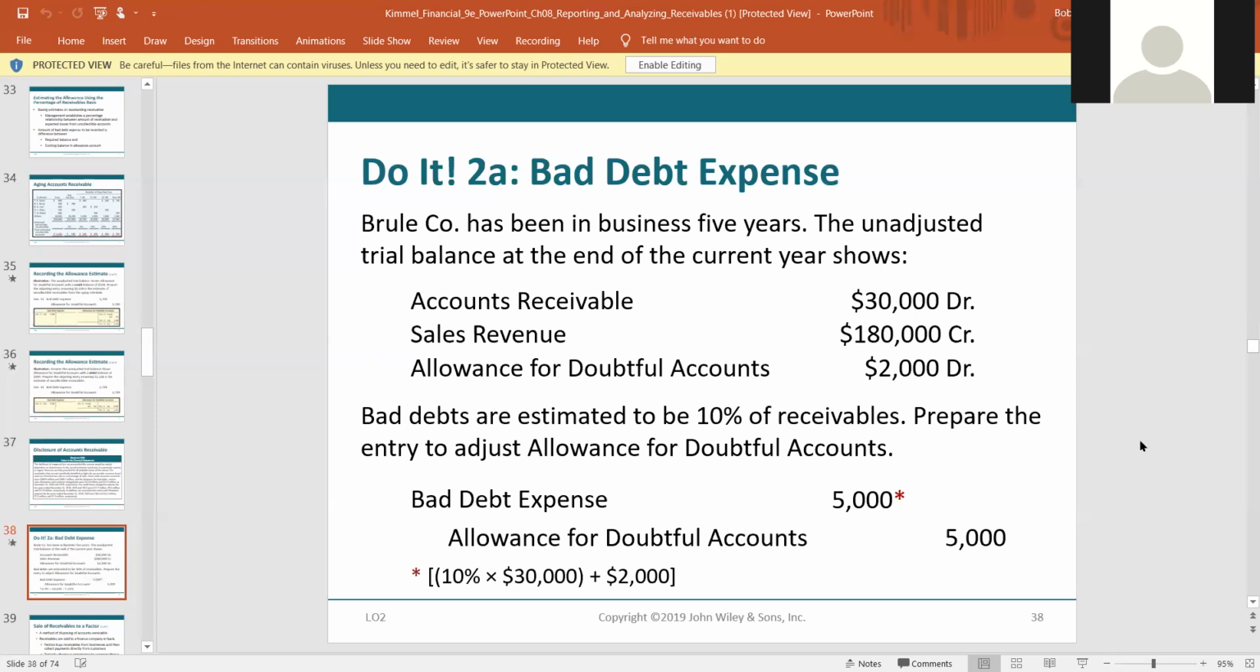Well, 10% of the receivables is $3,000 plus the 2,000. Let me see. They're confusing me for a split second. Okay, I fell into the little trap I warned you about. The balance is already $2,000. We want to come up with a balance in there of 3,000. So we put in a journal entry for the difference.